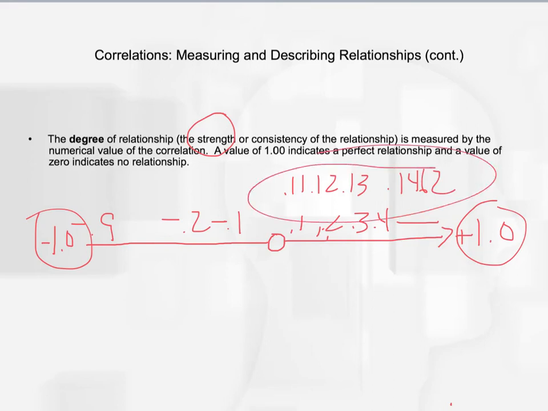And as these numbers get higher, the strength of the relationship increases. We have a stronger relationship. As those numbers get lower, the strength of the relationship goes down. The point to remember here also is that a correlation of negative 0.4 is just as strong as a correlation of positive 0.4, but they are in opposite directions.